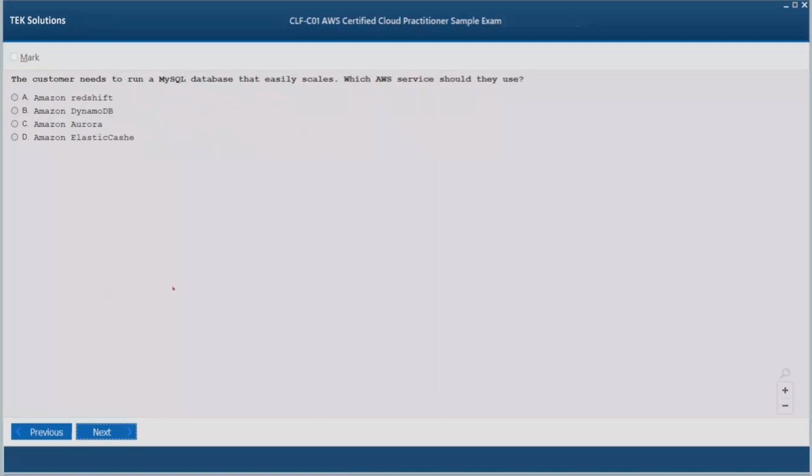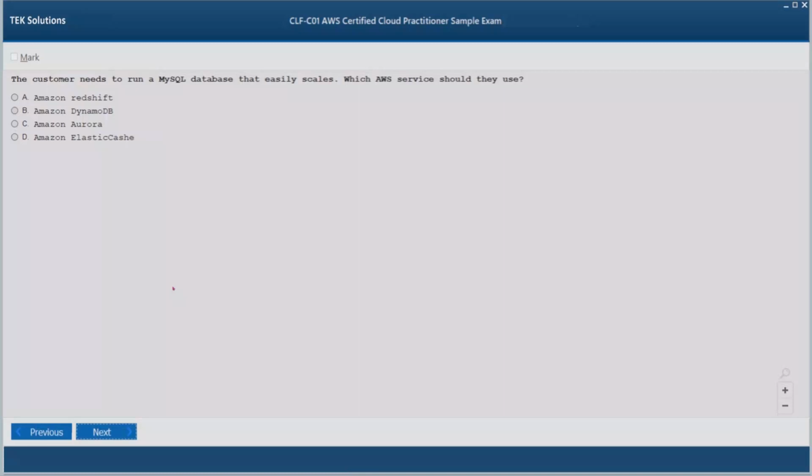The customer needs to run MySQL database that easily scales. Which AWS service should they use? Option A, Amazon Redshift. B, Amazon DynamoDB. C, Amazon Aurora. D, Amazon Elastic Cache.